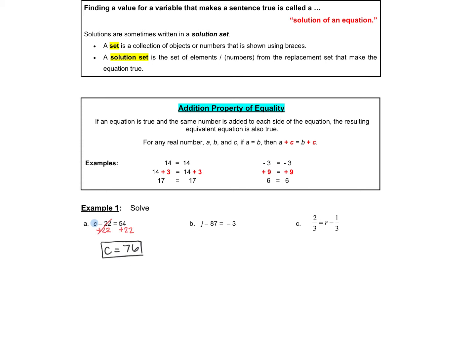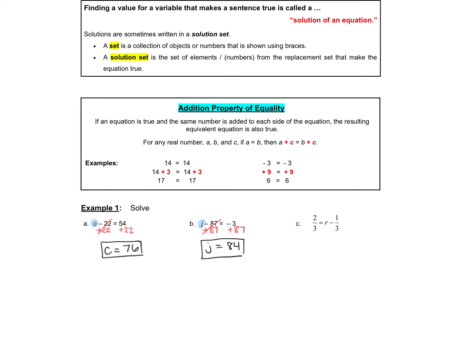Next we have J minus 87 is equal to -3. I want to solve for J. I need to isolate J. The only way to do that is to do the inverse. And what I do to one side, I must do to the other. I add 87. Now J is equal to, if you notice here, these have opposite signs. When they are opposite, we subtract, and then we keep the sign of the larger. So I have 87 minus 3, which is 84. And because 87 is larger, this will be positive.